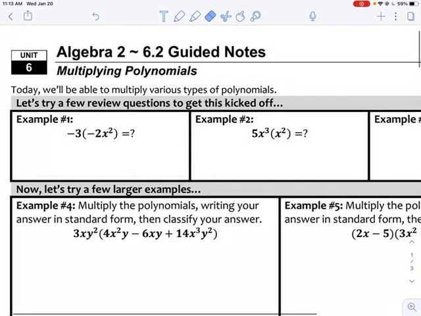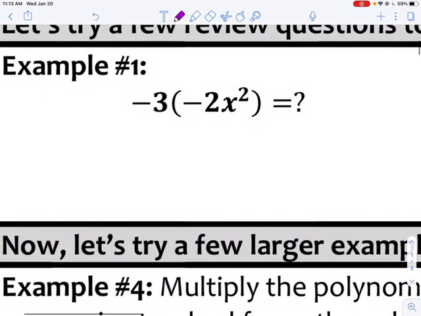All right, here we go, guys. We're going to jump into 6.2 multiplying polynomials. A lot of this should look familiar to you guys, so we'll do some practice here together and practice naming and classifying.